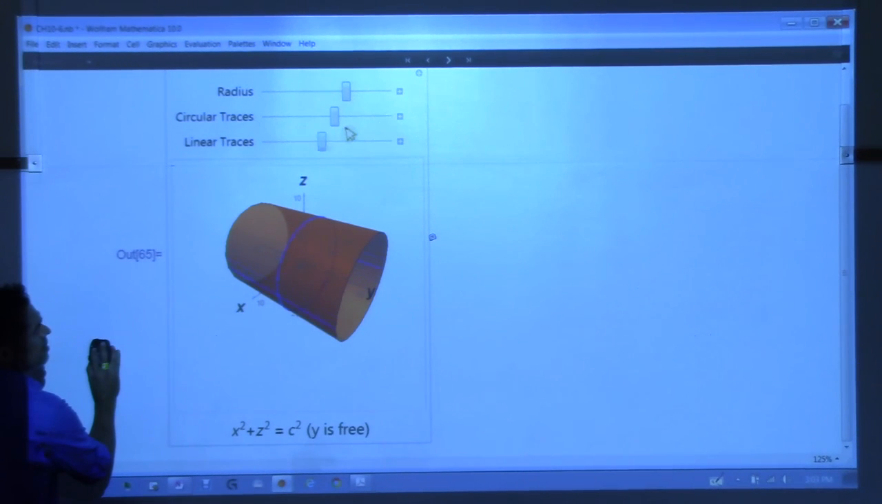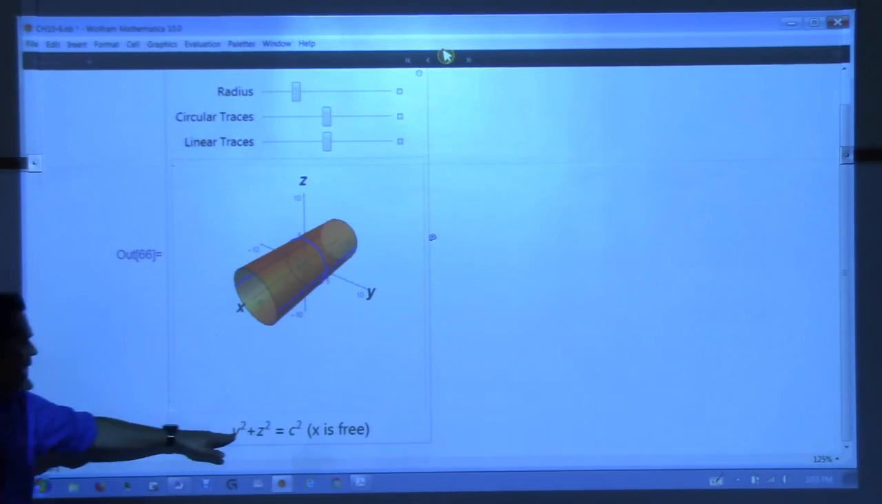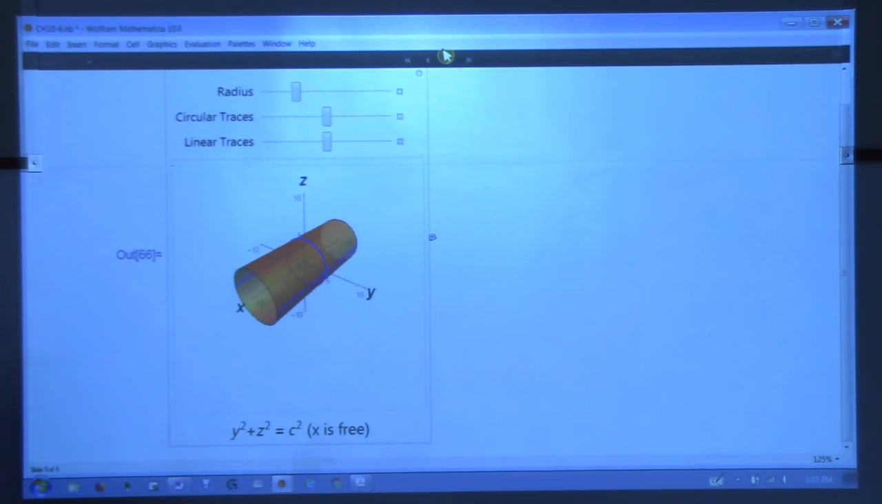and the linear traces this way. And then, of course, it could come out the x-axis, right? So in that case, you would have y and z in here, and you wouldn't have an x. Come down this way.